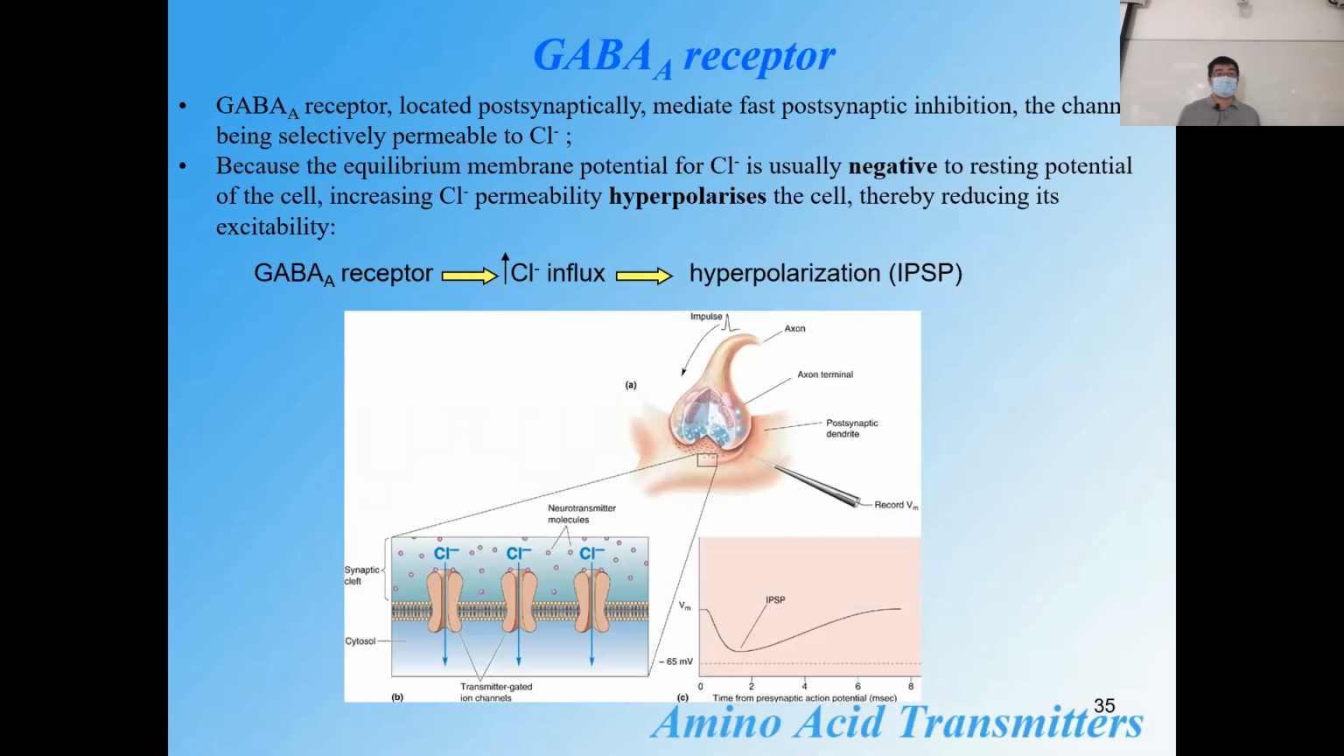So it opens up and lets chloride ions go into the neurons, which hyperpolarizes the cell. So this causes hyperpolarization. This is called the inhibitory postsynaptic potential. Okay, so it's going down. So that's how the integration works.